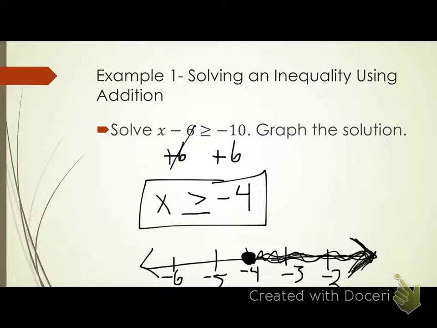Now that graph is representing all the solutions of this inequality. Any questions on example 1? How do we feel about that? Good, good. Like I said, very similar to chapter 1, right? Okay, can I move on?